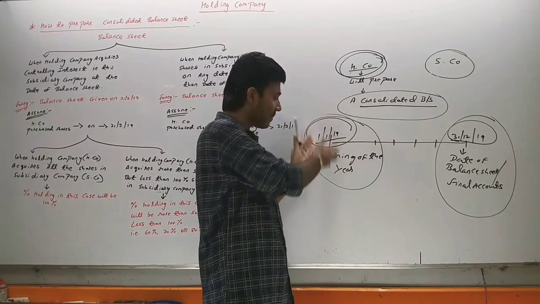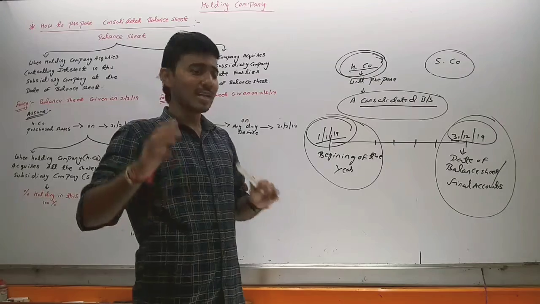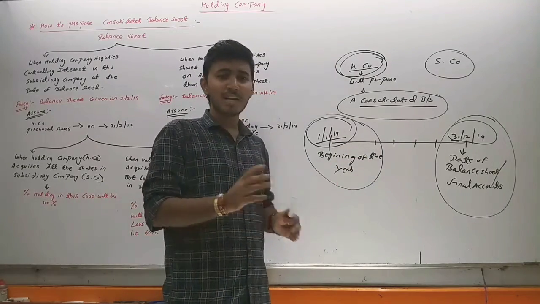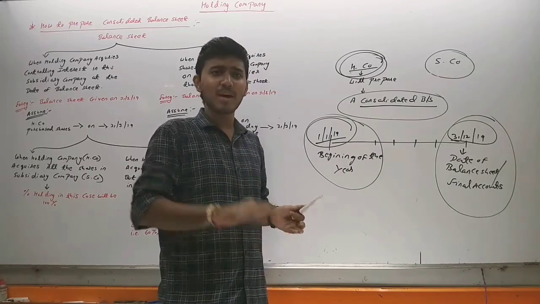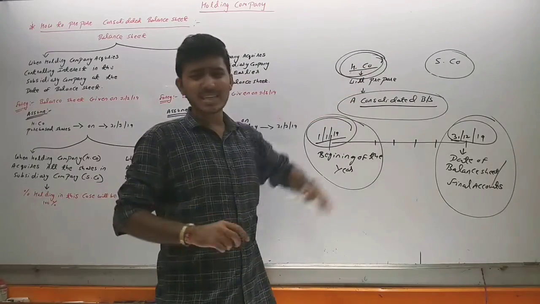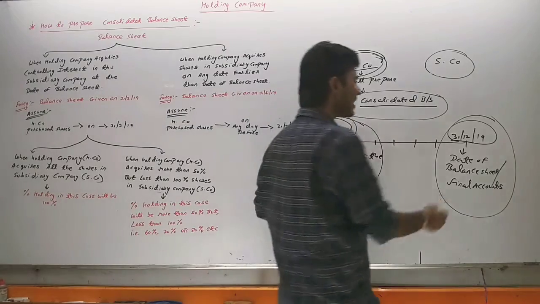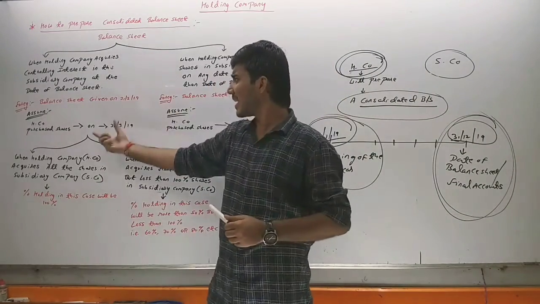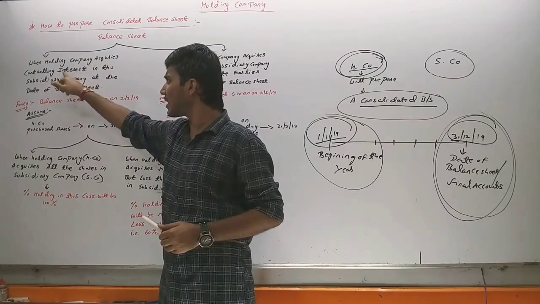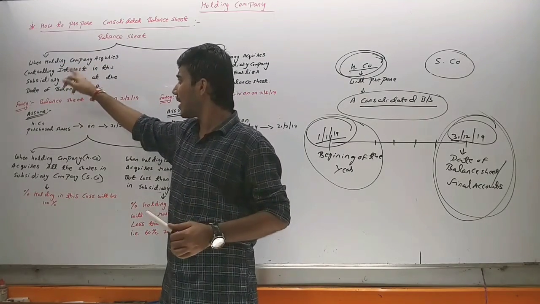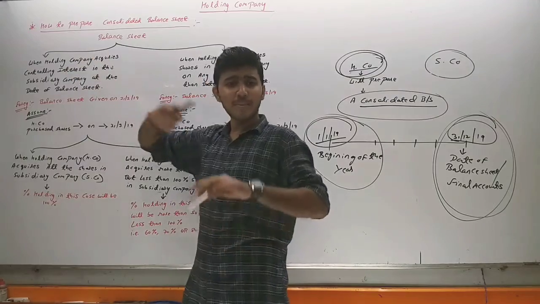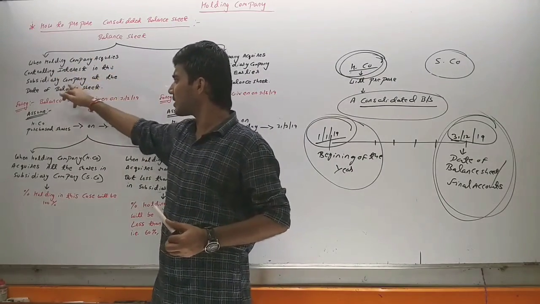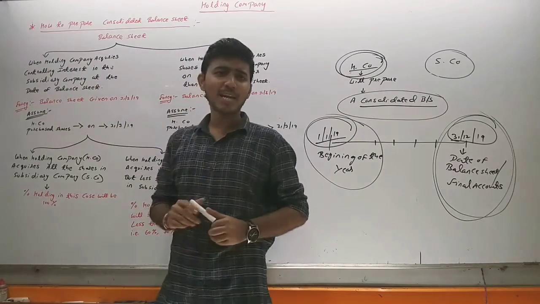It means if the beginning of the year is in the month of Jan, then in between they can purchase in the month of Feb or March or April or June or September, or the holding company can purchase the shares of the subsidiary company at the year end, which is known as the date of balance sheet. So our first side is when the holding company acquires controlling interest. Acquire controlling interest means when the holding company purchases the shares. When the holding company acquires controlling interest in the subsidiary company at the date of balance sheet.